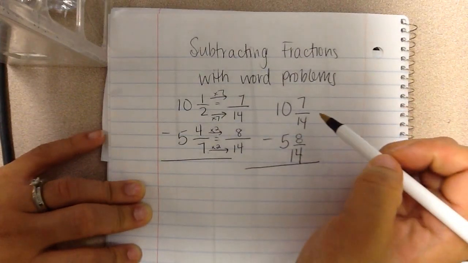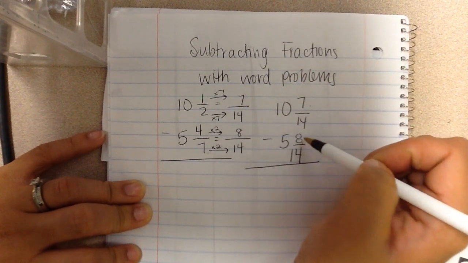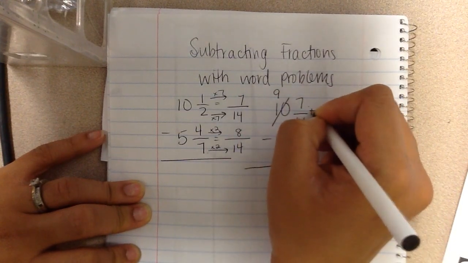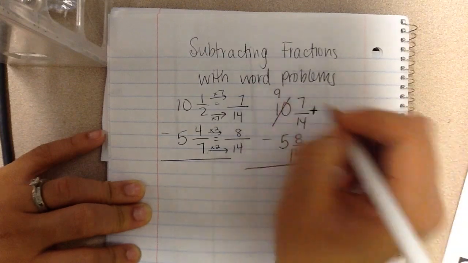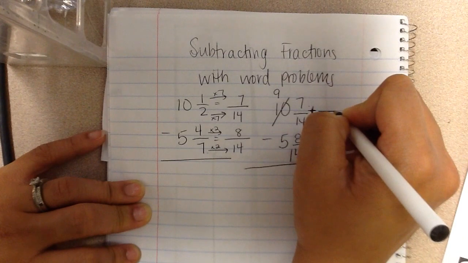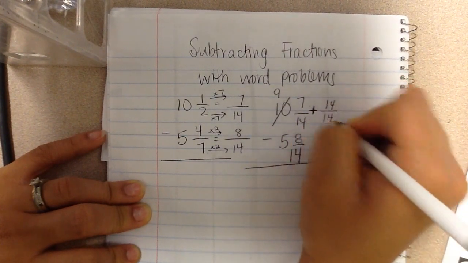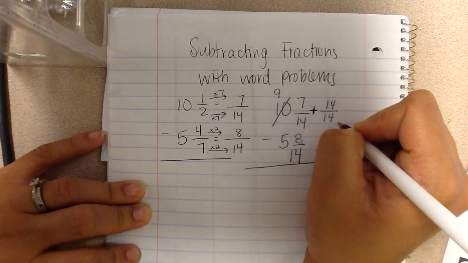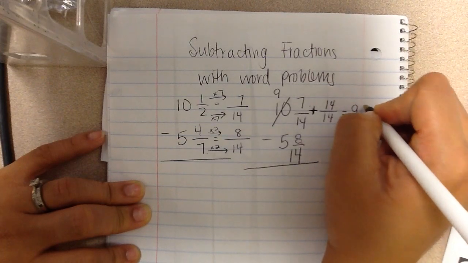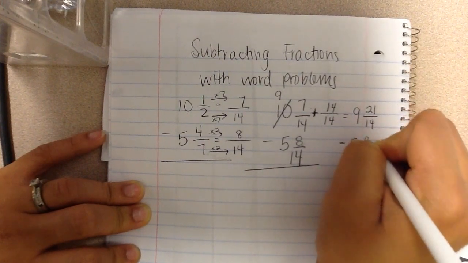When I look at this problem, I can't take 8 away from 7. If I only have 7, I can't take the 8 away. So I have to borrow. That means this 10 becomes a 9, and I have to think, how can I add that whole number I just borrowed on my fraction side? Well, I know my denominator is 14, and in order to make a whole, when I have a denominator of 14, my numerator has to be 14. 14/14 equals that one whole that I just borrowed. So this means 9 and 7 plus the 14 is 21/14 minus 5 and 8/14.